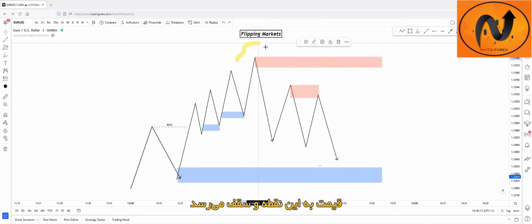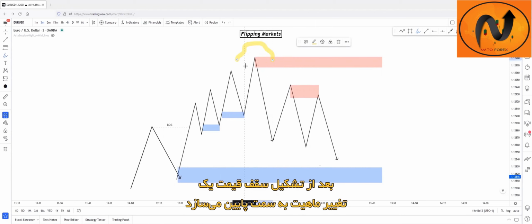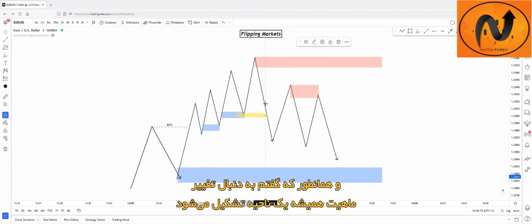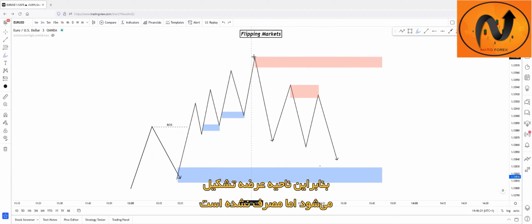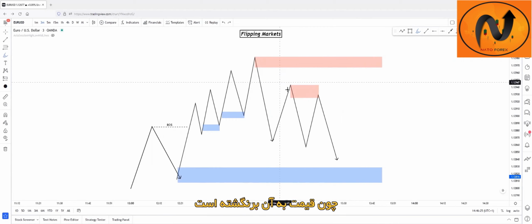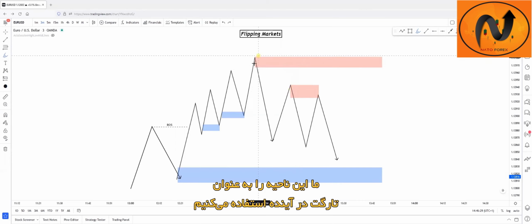Okay, price reached its high point here, and after the high point has been reached, price broke structure, change of character to the downside. So as I said, change of characters will always create a zone. So this supply zone has been created, but it was left unmitigated also, because price didn't come back up to mitigate this one. We will use this supply zone for our target point later.